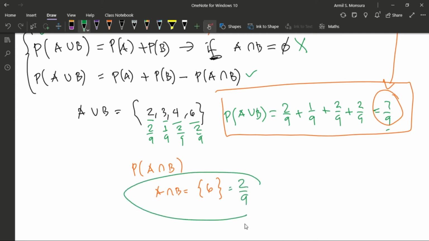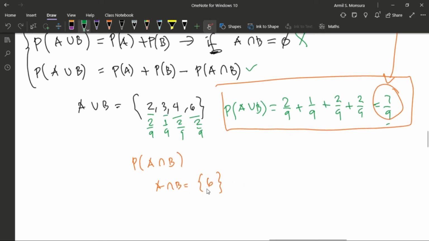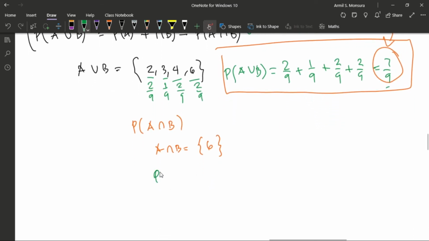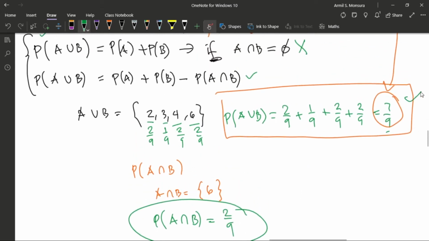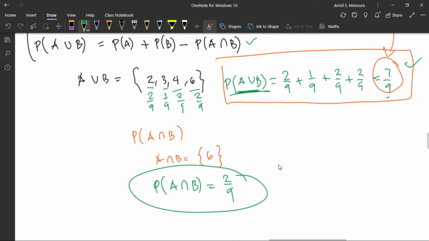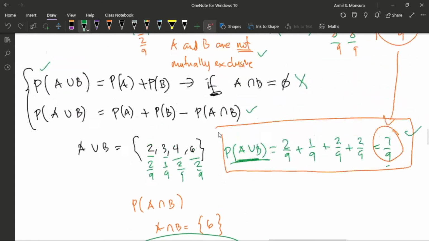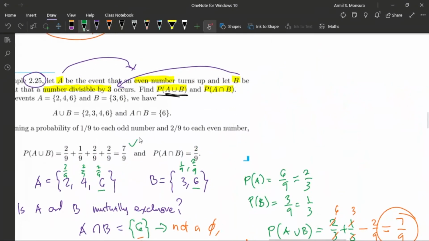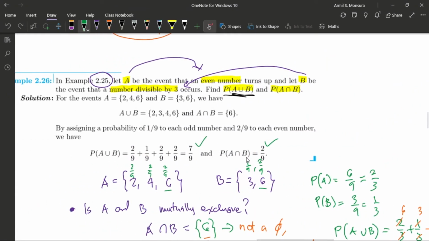which has an assigned probability of 2 over 9. So, ayan. Ay, sorry. Mali. Okay. Again, ang assigned probability niya sa 6 ay 2 over 9. So, therefore, yung probability of A intersection B occurring is 2 over 9. So, sagot natin dyan is 7 over 9 para dito. Okay. And 2 over 9 para dito. So, ito yun. 7 over 9 and 2 over 9. Okay?